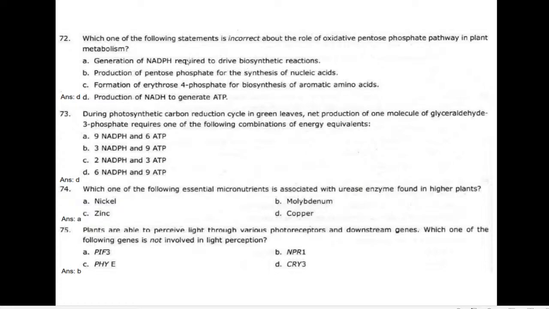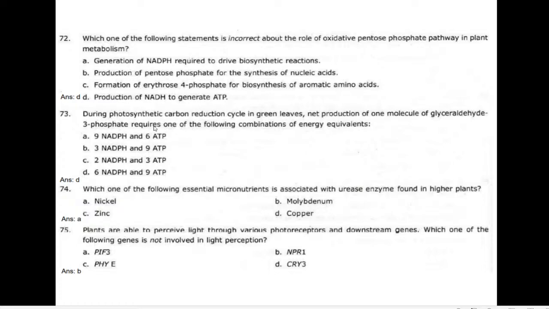So which is incorrect? It's producing NADH to generate ATP. This is the wrong thing. NADH is not able to produce ATP. If NADPH is converted to NADH, that is a phosphorylation process. ADP only produces ATP. The production of NADH to generate ATP is wrong.